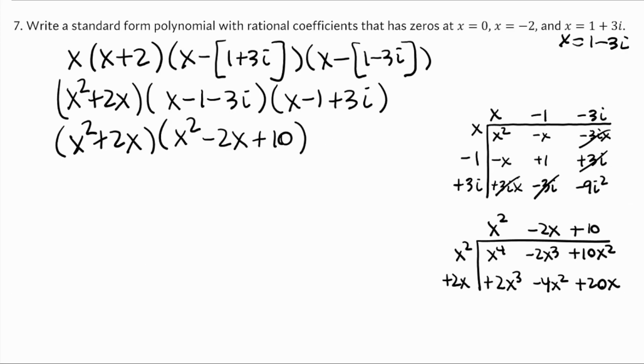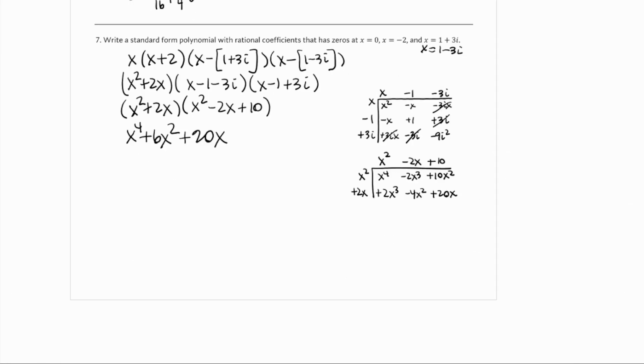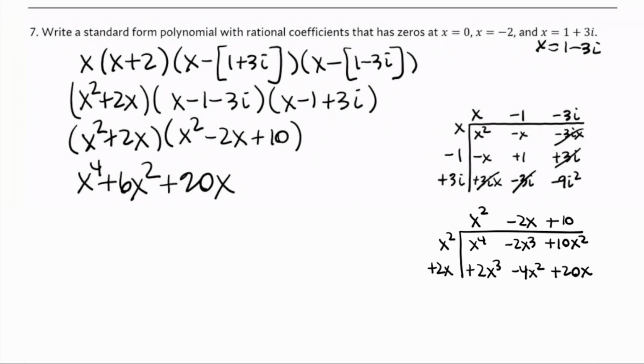Alright, let me just double check. I feel like I didn't do that entirely right. Okay, must be good. Yeah, okay, that's fine. Better to check a second time. So I've got x to the 4. On x to the 3's, I've got negative 2 plus 2, so that's none of them. For x squareds, I've got 10 minus 4 is 6. And then 20x. And yep, that's going to be all the problems for this quiz, so thanks for watching.